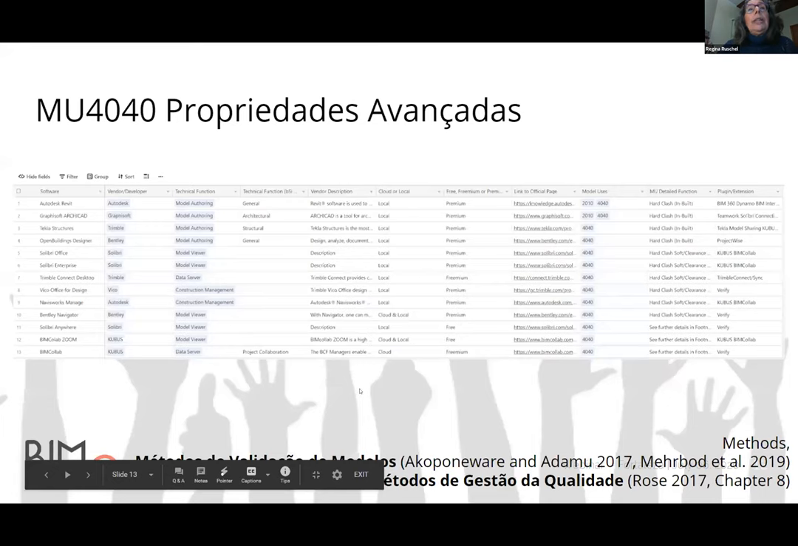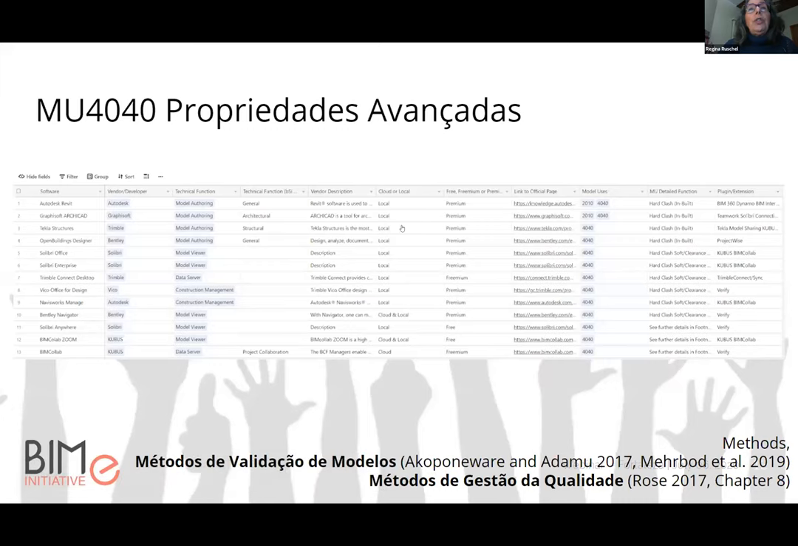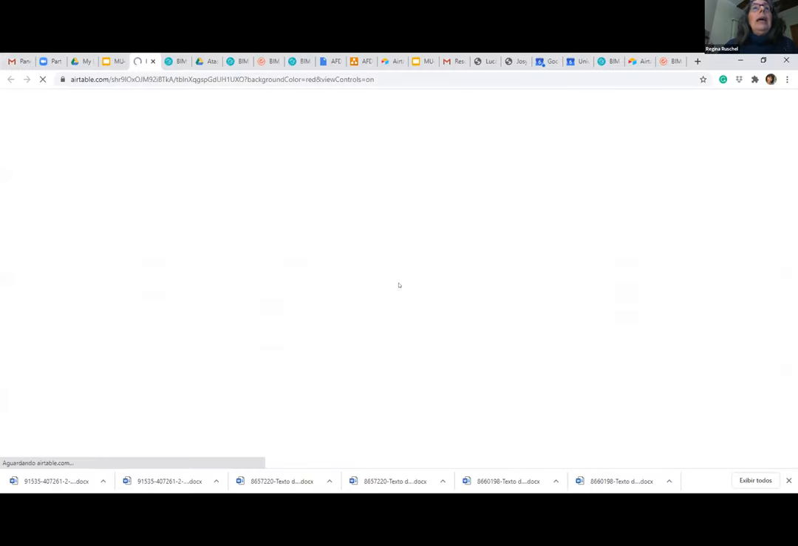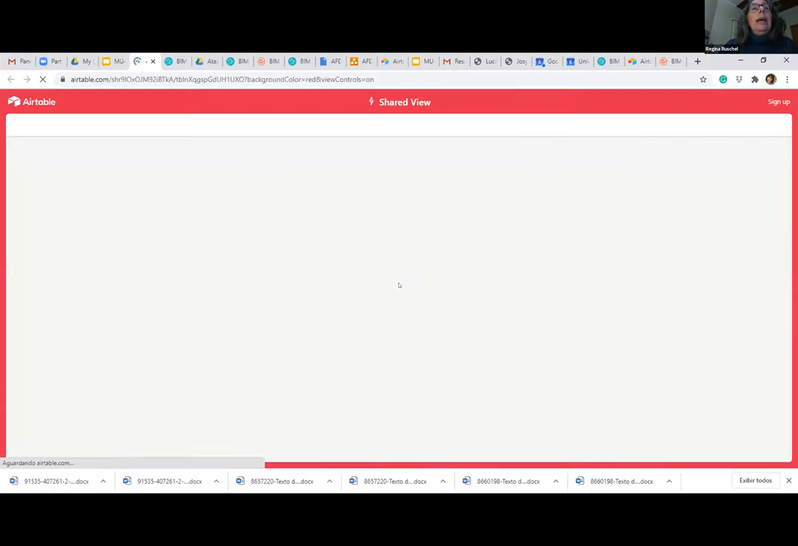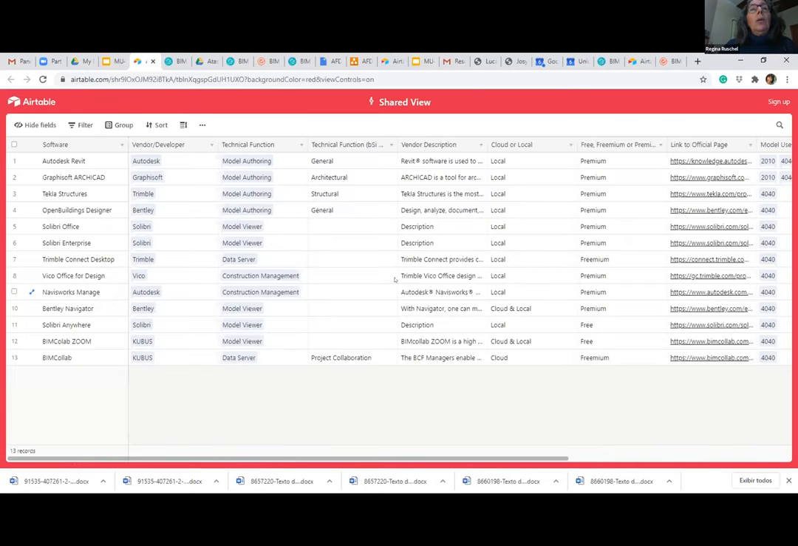Então aqui a gente tem a tabela de todos os possíveis recursos em termos de software necessários para desenvolver esse model use específico. Essa tabela, eu vou clicar, ela está colocada, disponível em forma de Airtable, em que eu posso filtrar e ver, fazer sort, agrupar informação, né?